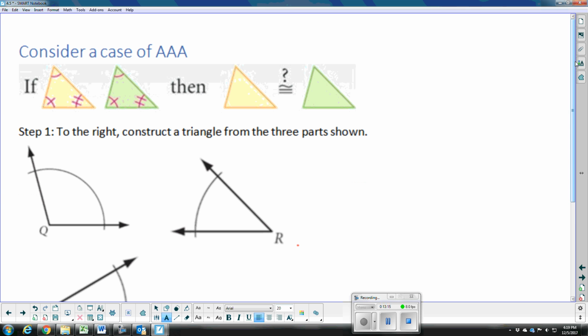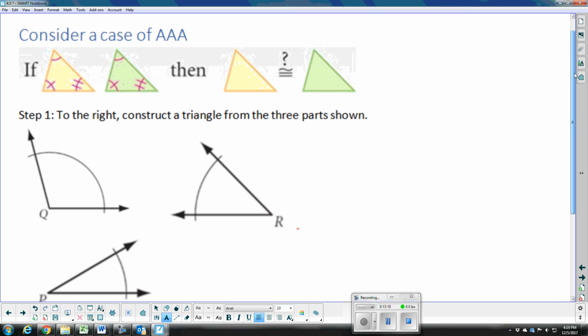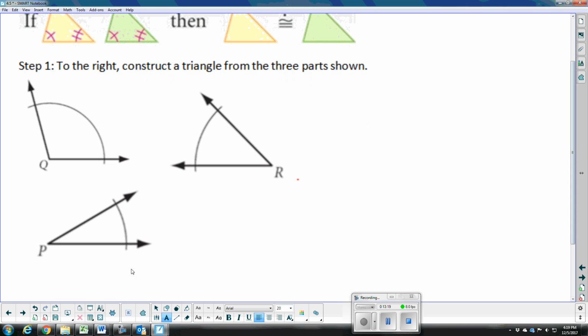All right, let's consider this next case of angle, angle, angle. So again, I would start with a segment. And I'll call this first point P, and I'll duplicate that angle first. So right now I'm going to duplicate all these angles. I'm not actually going to have to duplicate all of them because the third one will form itself just by duplicating the first two.